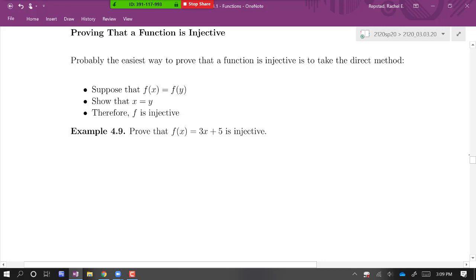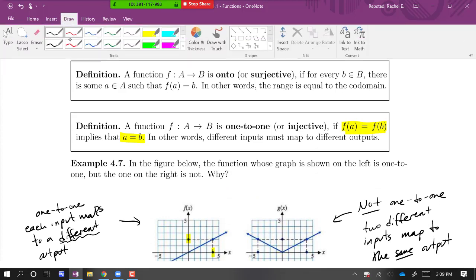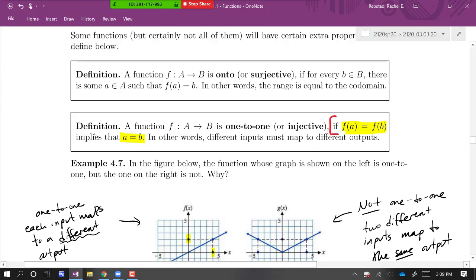Proving that something is true is a little bit more involved, but we have a nice technique, and it really goes back to the definition: if f of a equals f of b, then a equals b. That's what it means to be injective. So if we're trying to prove that a function is injective, let's suppose f of a is equal to f of b and see what that gets us. That'll give us some kind of equation. Then if we can algebraically manipulate it and show that the only way that happens is if a is equal to b, then we're done.